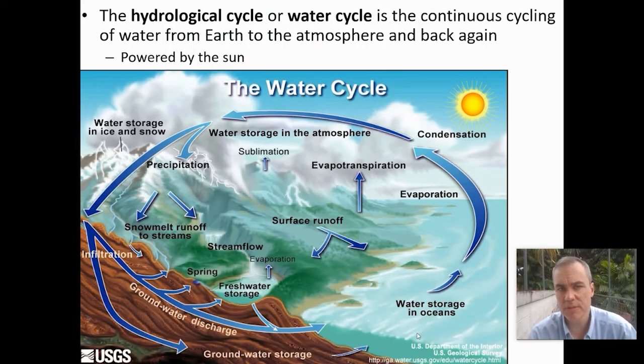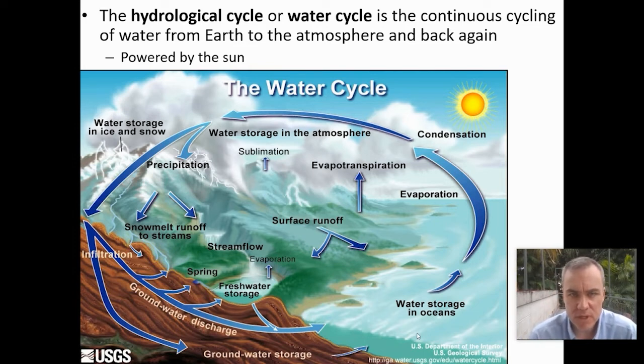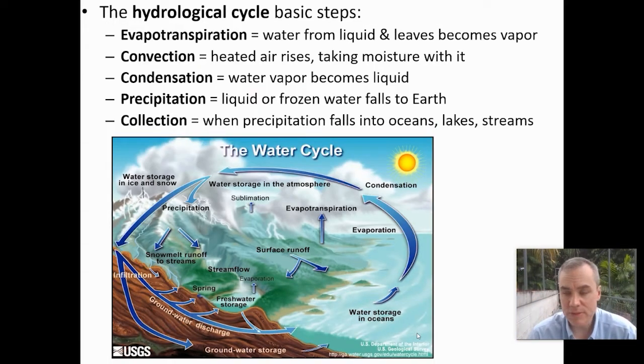So let's take a look at the hydrologic cycle, the water cycle. It's a continuous cycling of water from the earth to the atmosphere and back again. So the water keeps moving around in a cycle between the earth itself and then the atmosphere. And the sun is driving all of this cycle. The sun is behind the whole thing. In elementary school, we learned that there's evaporation, condensation, and then precipitation, the three basic steps of the water cycle.